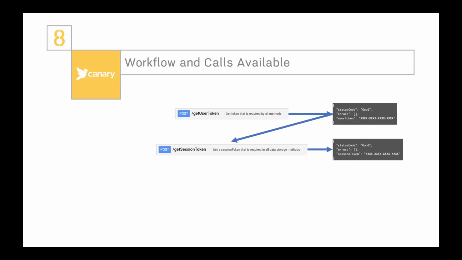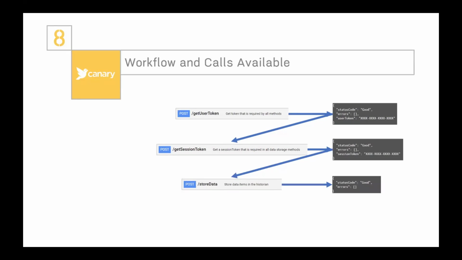Again, if there was anything wrong, there will be some error checking and error codes that you can see from that perspective. And then you will use the session token in conjunction with the user token to start storing data into the historian. And if all is good and well, the historian will reply and say, hey, that was a good call. Everything is in the historian and everything is hunky-dory.